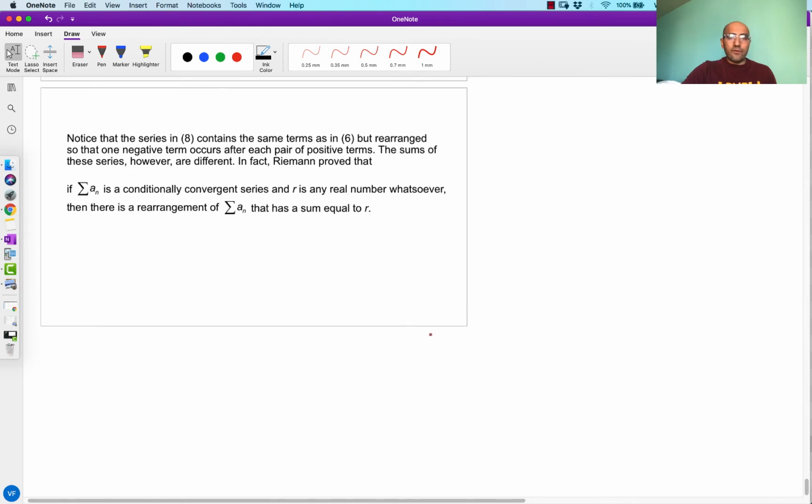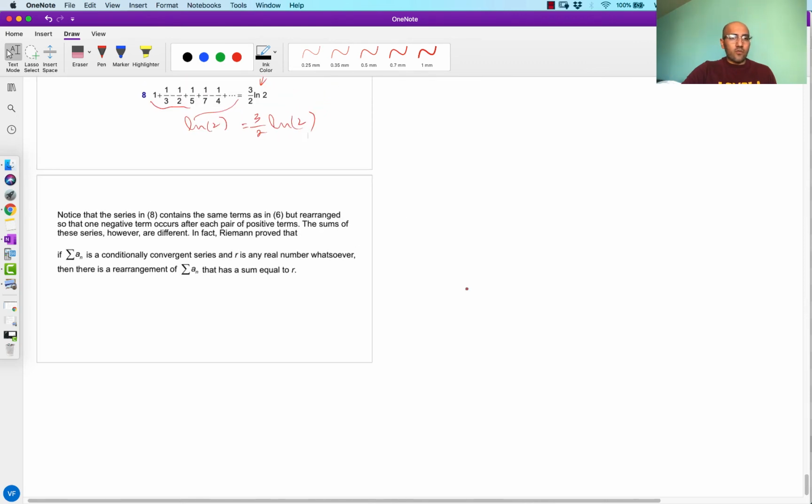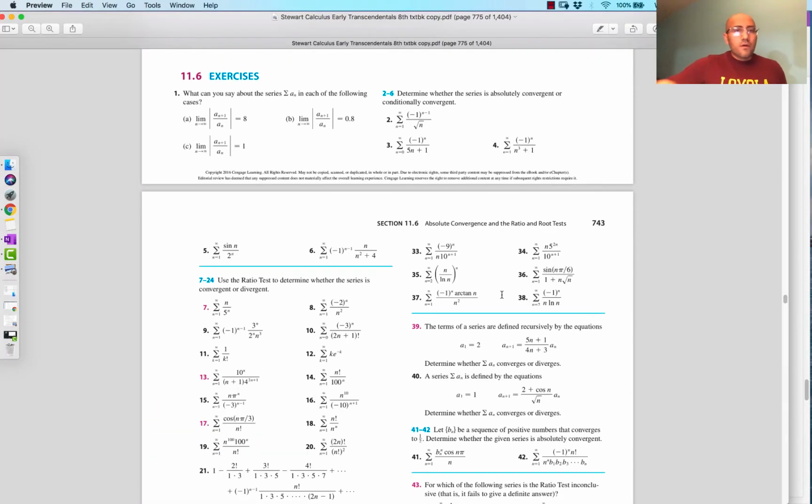All right, that's it for this guy. Let's try some of your homework out. Okay, so here are the homework exercises for Chapter 11, Section 6. Let's tackle a couple of these. From 2 to 4, let's go over here. Determine whether the series is absolutely convergent or conditionally convergent. Let's look at number 4, for instance.